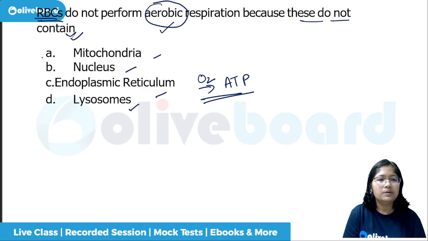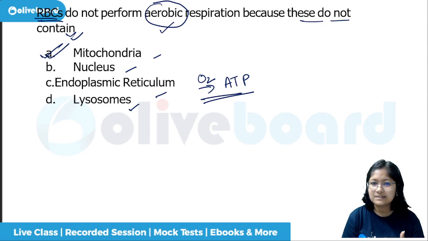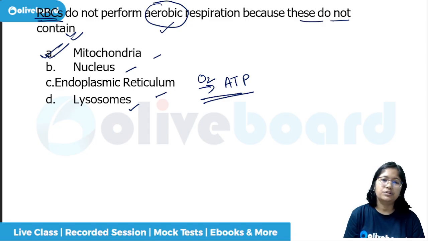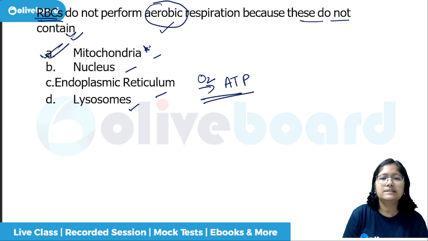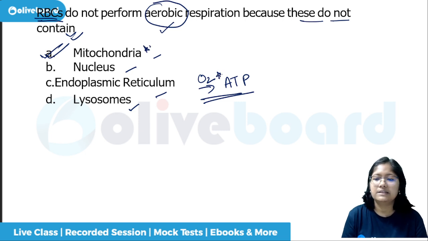You remember, just a few questions before, we had seen that mitochondria was the place where the ATP synthesis was happening. It was the powerhouse of the cell. So you can say that RBCs do not perform aerobic respiration because they do not contain mitochondria. And mitochondria is the place where the ATP synthesis happens. That is why it is called the powerhouse of the cell.